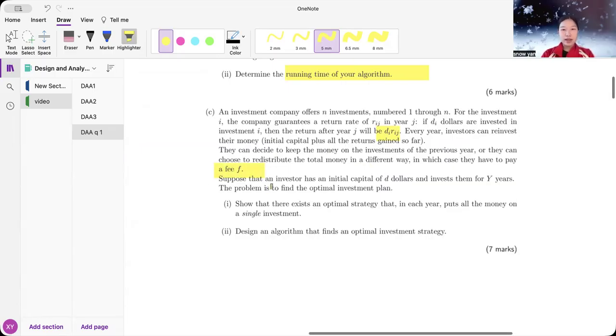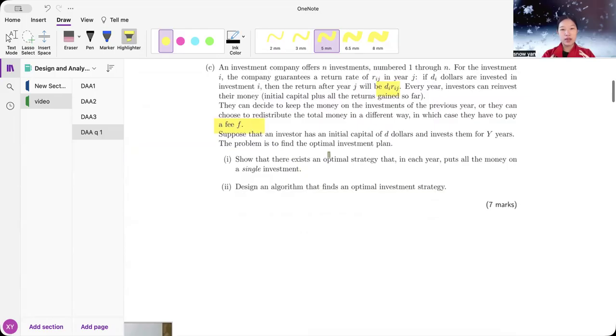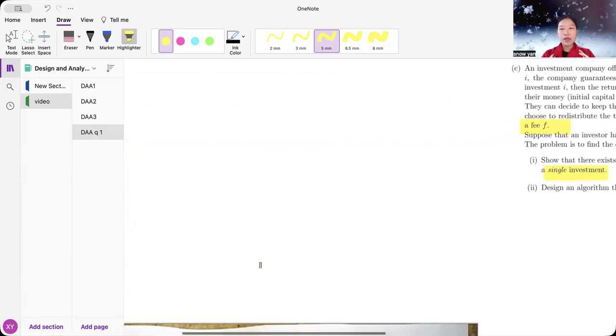Suppose that the investor has initial capital of D dollars and invests them for Y years. The problem is to find the optimal investment plan. So in part one, we're going to show that there exists an optimal strategy that in each year puts all the money in a single investment. So yeah, it makes a lot of sense.